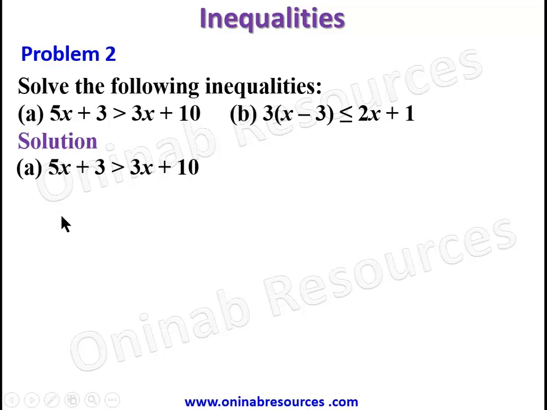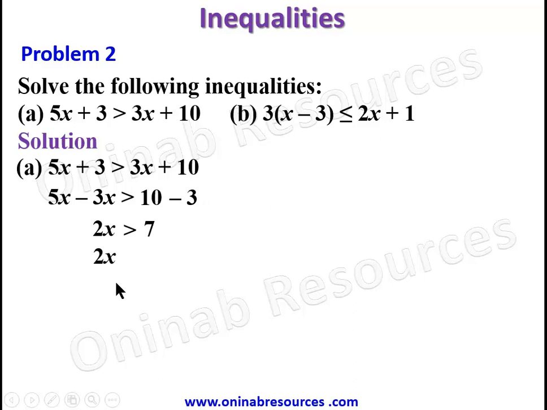So we are keeping 5x on the left hand side and bringing this 3x to the left hand side, it becomes negative 3x. Then greater than, we are keeping 10 on the right hand side and move this positive 3 to the right hand side. Moving positive 3 to the right hand side, it becomes minus 3. So 5x minus 3x is greater than 10 minus 3. Now 5x minus 3x gives 2x greater than 10 minus 3 gives 7. So 2x is greater than 7.